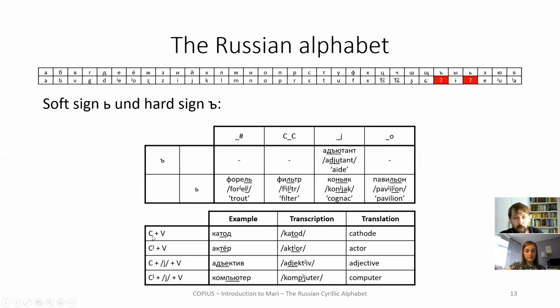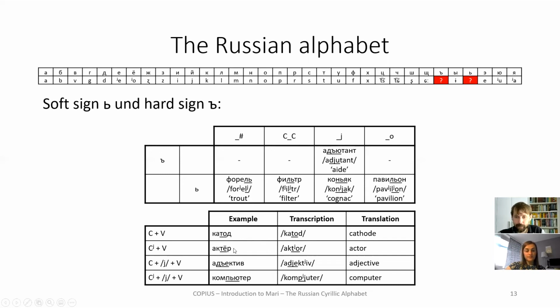Here we have an overview of what you do. What do you do if you have a non-palatalized consonant followed by a vowel? What do you do if you have a palatalized consonant followed by a vowel? What do you do if you have a non-palatalized consonant followed by a Y followed by a vowel? What do you do if you have a palatalized consonant followed by a Y followed by a vowel? In the last case, it works. The logic is the same as what I just talked about with adjutant, just that you use the soft sign here.